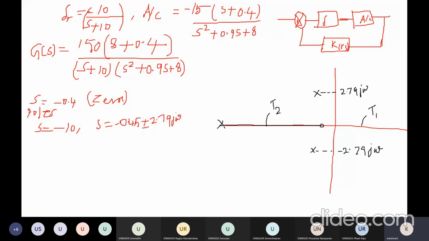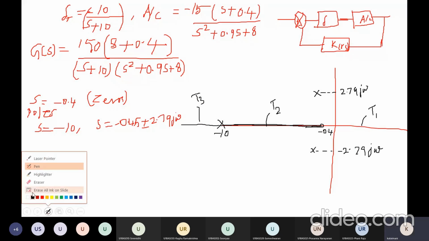Okay, this portion will be part of the root locus. Then I have to take another test point here, T3. To the right hand side of the test point, the total number of poles and zeros count is, here I have 1 pole located at minus 10, then 1 zero located at minus 0.4. Therefore, the count is 2. It is an even number. Therefore, this portion will not be part of the root locus.